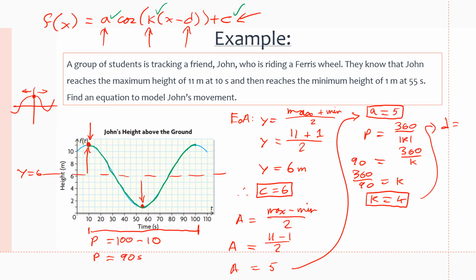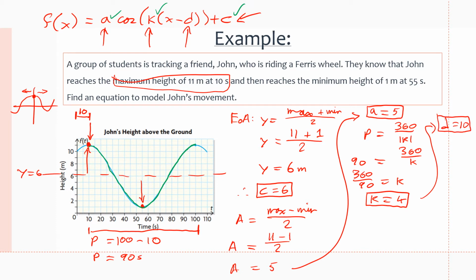Because it is a max, as they say in the question, a maximum height at 11. So we want to use this point and see how far it is from the origin, right? And that will tell us how much the original y equals cos of x graph has actually shifted. So if we take a look at the independent variable time, we can see that from x equals 0 to this point, there is 10 seconds. So our phase shift is going to be d equals 10.